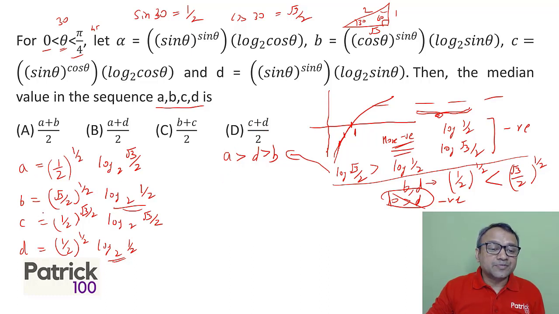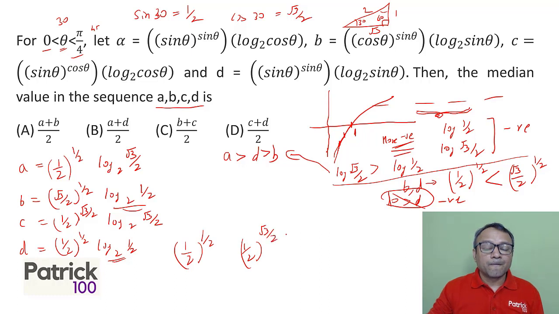Let's compare A and C. Again, if you compare A and C, you will realize that log to the base 2 of root 3 upon 2 is the same. If that is the same, what we are comparing is half raised to half and half raised to root 3 by 2. If the base value is smaller than 1, the more the power, the smaller and smaller it will become. Which means half raised to root 3 by 2 is less than half raised to half.